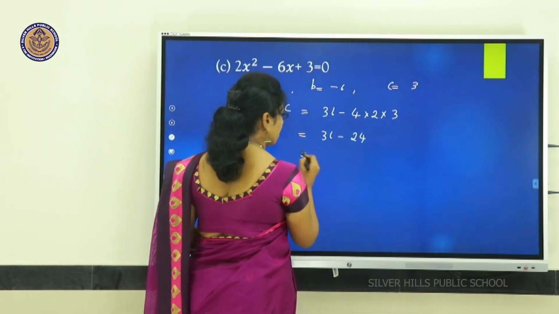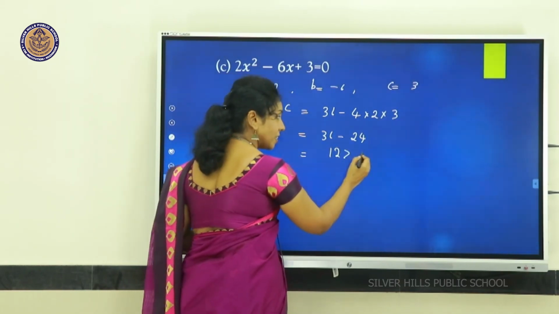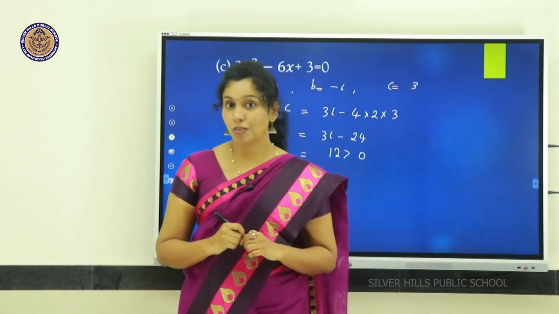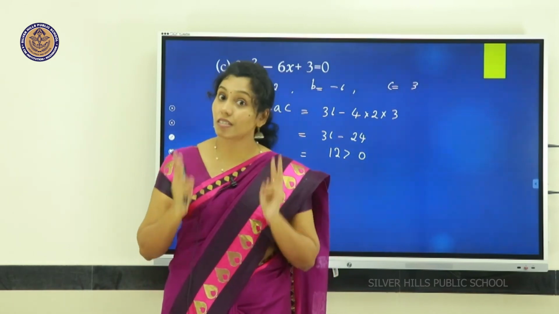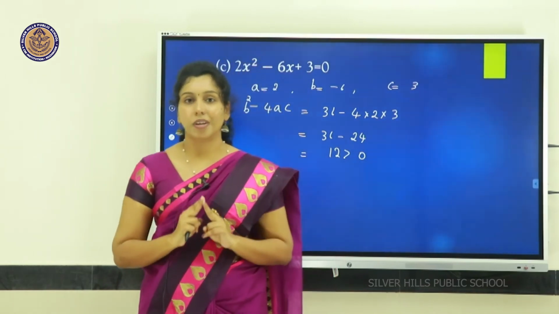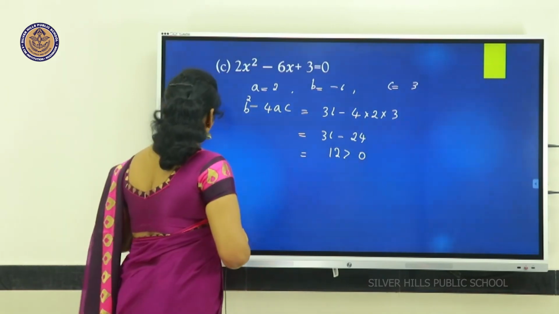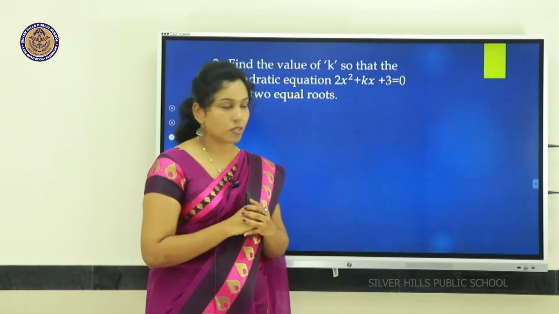So we are getting a positive value, isn't it? So I'm getting 12, which is greater than 0. So when the discriminant value is positive, what would be the nature? We will get two different real roots. That's the conclusion. Now we just do one more question where we apply all these concepts.